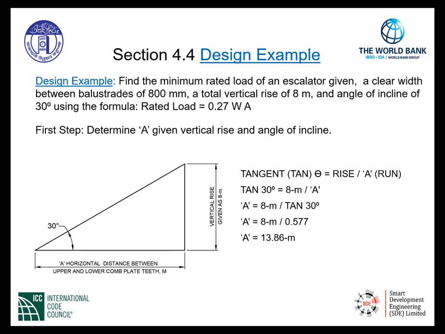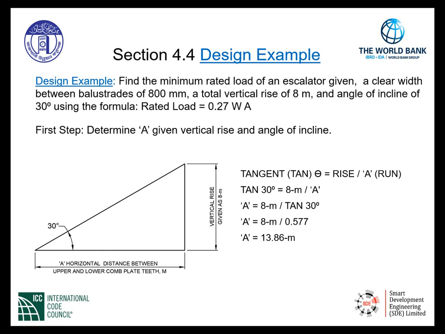As an example, we have provided a design example according to the following. Find the minimum rated load of an escalator given a clear width between balustrades of 800 millimeters, a total vertical rise of 8 meters, an angle of incline of 30 degrees, using the formula: rated load equals 0.27 times W times A.